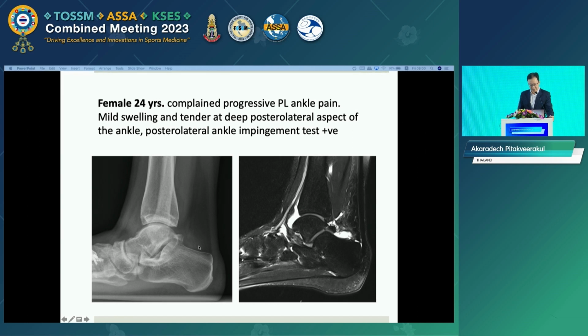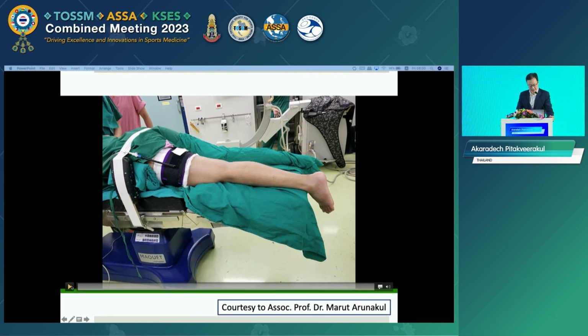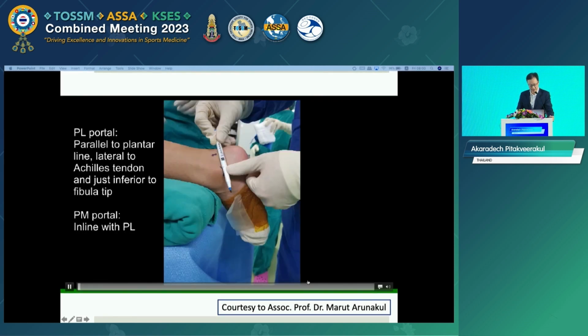From the MRI, there is fluid surrounding the os trigonum. This case failed conservative treatment, so we proceeded with surgery.